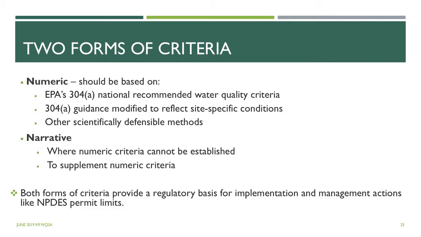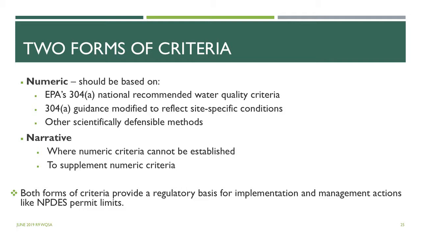the Clean Water Act gave EPA, or directed EPA, to come up with 304(a) criteria recommendations, which we do. We provide numeric criteria recommendations. Again, they're just recommendations. States can either use those numbers, modify those numbers, or come up with their own scientific way of coming up with numeric numbers.